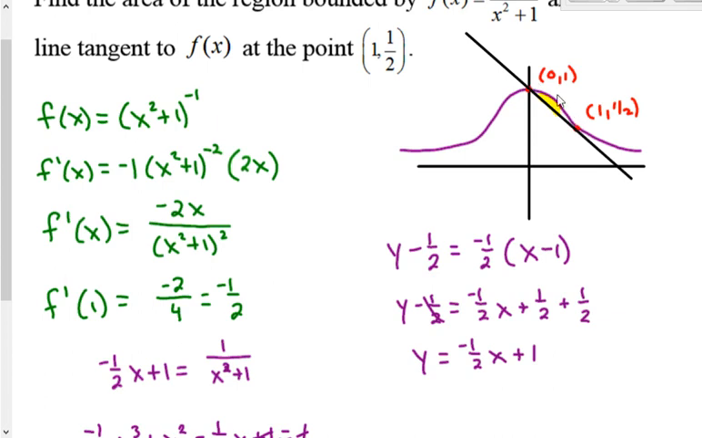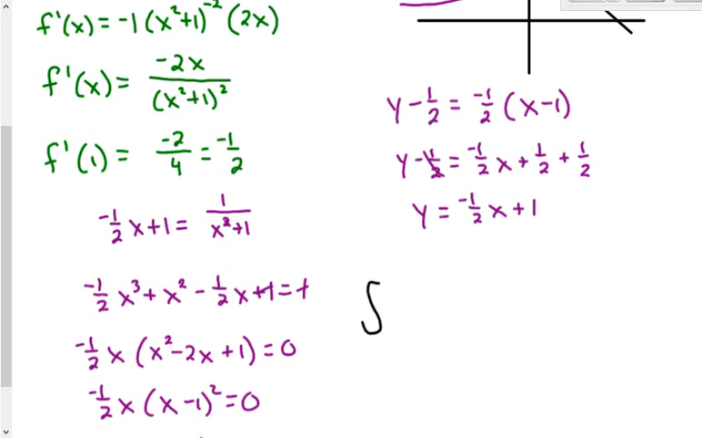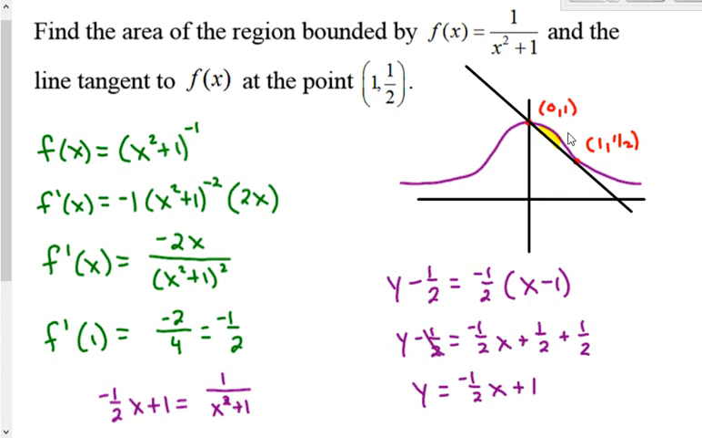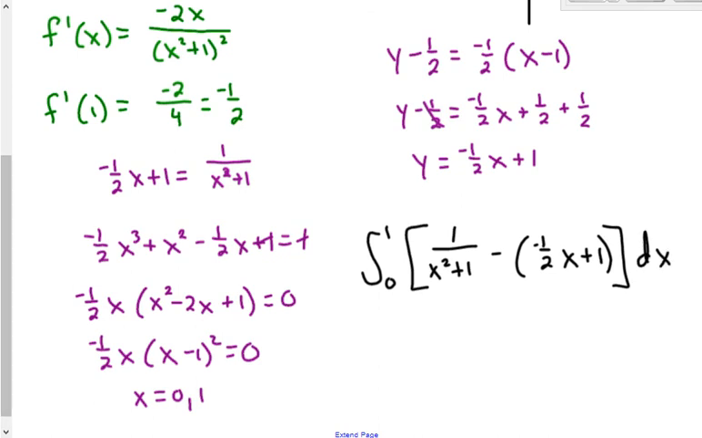So now, if we want to find the area of this shaded region here, the region bounded by the tangent line and the function, then we're going to integrate from 0 to 1, and we're going to take the function that's on top, which is 1 over x squared plus 1. So we're going to do 1 over x squared plus 1, and then subtract the tangent line, which is negative 1/2 x plus 1. We're going to integrate that with respect to x.